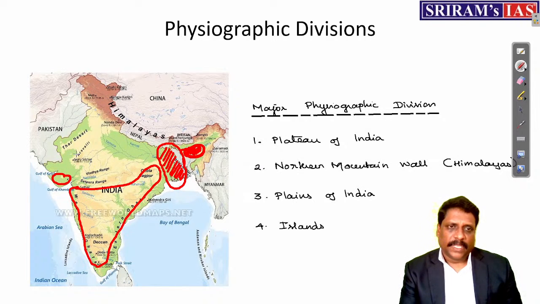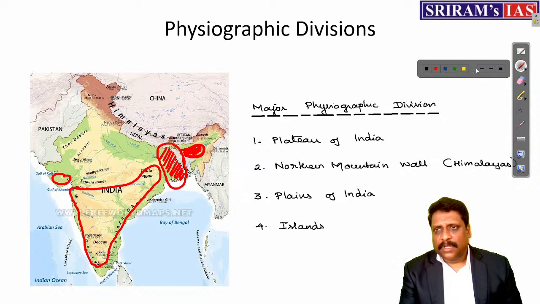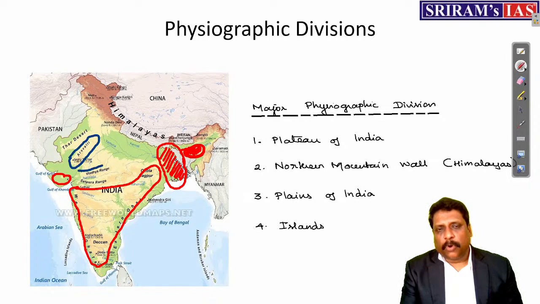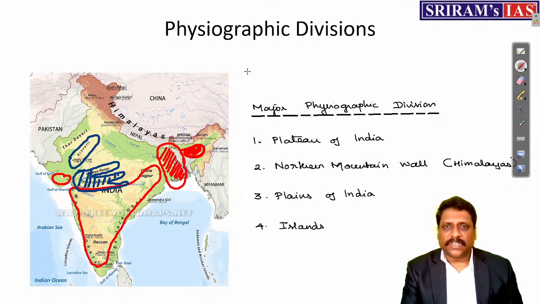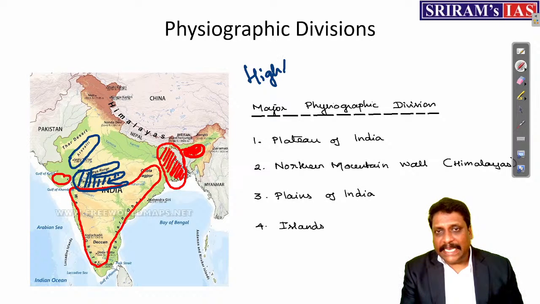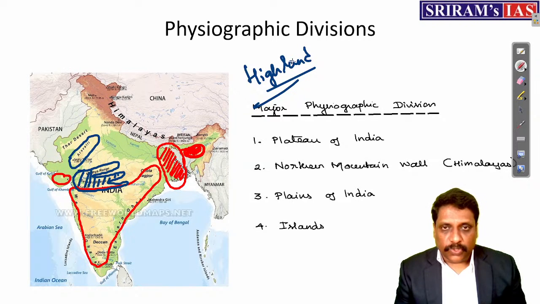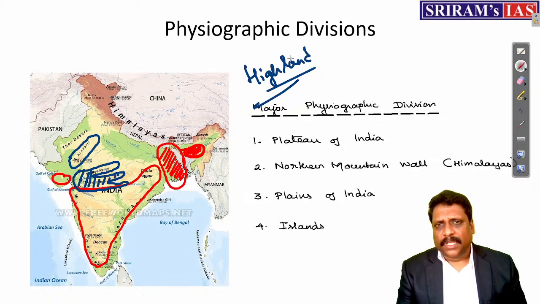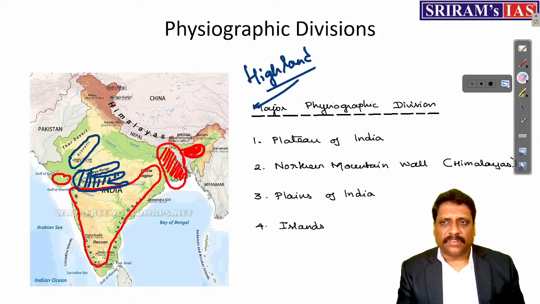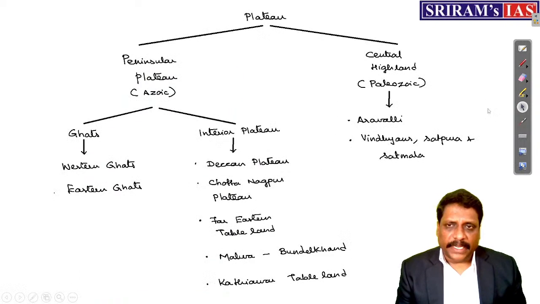This is what I call the peninsular plateau. Then all these old features, old fold mountains like Aravali, old block mountains like Vindhyan, Satpura, and Satmala, for all practical reasons, we are taking as central highlands, right? And my dear friends, highland is the other word we use to substitute or refer to plateaus. Okay, this is what the larger idea is all about.